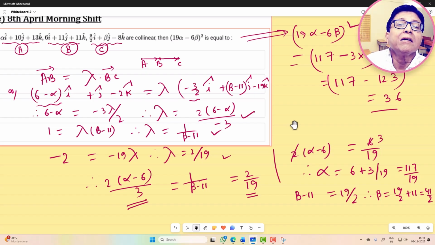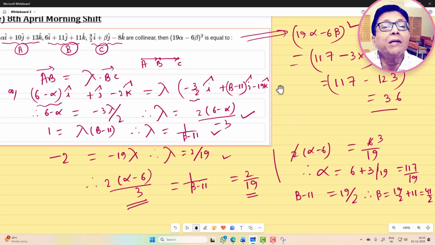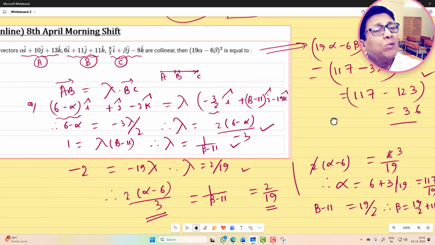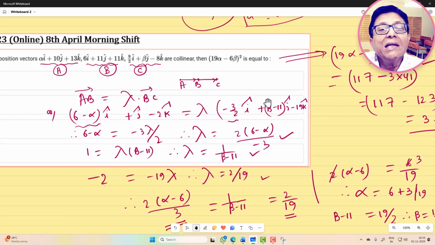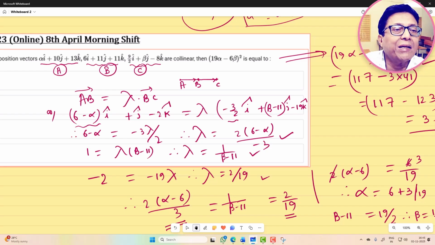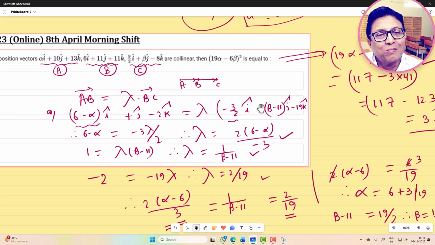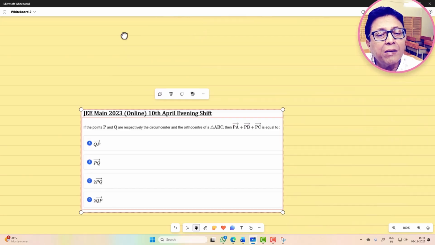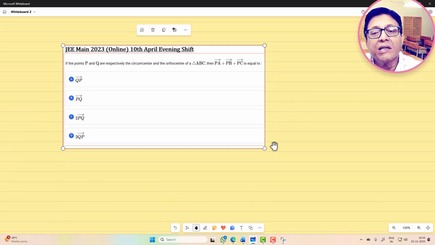A, B, C are collinear points. I have written AB equal to lambda into BC. You could have asked me why not AC equal to lambda into AB. That will also give you the answer. But why I have chosen AB and BC, you will understand: just to avoid alpha and beta in the same ratio. That's why I have considered AB and BC, with alpha and beta separated from the beginning. Let's see if there is any other sum based on this collinearity.